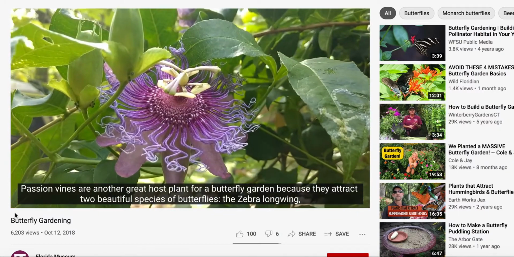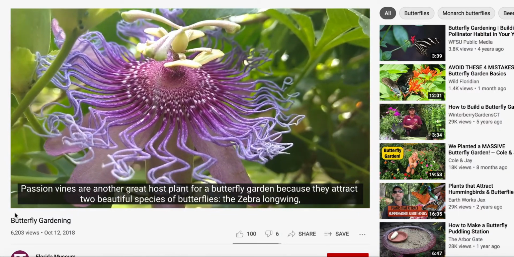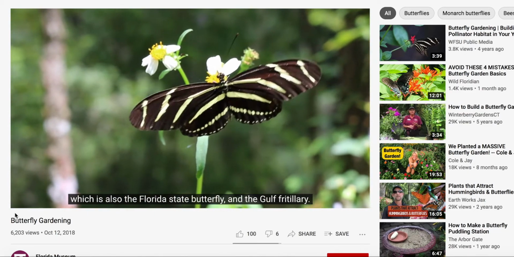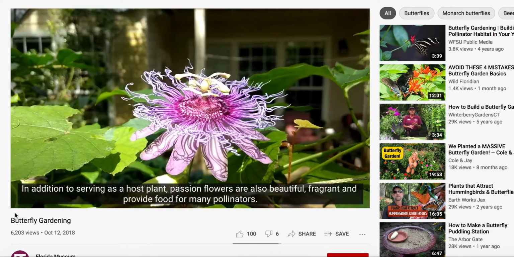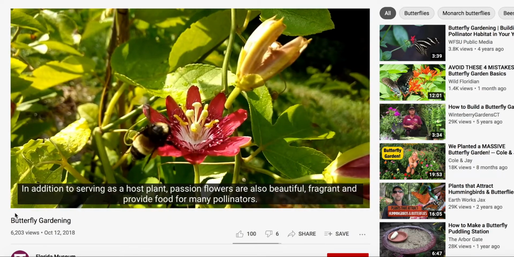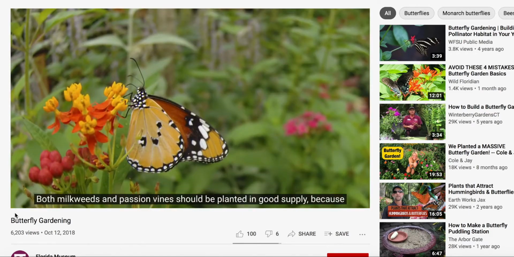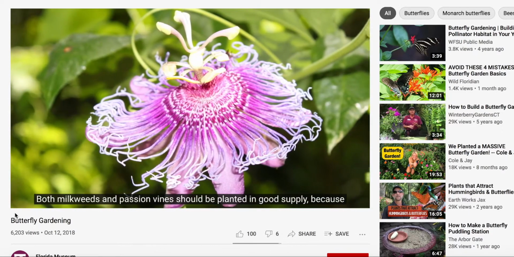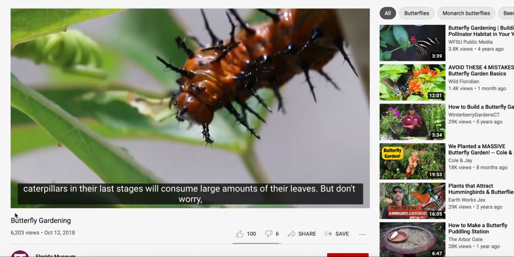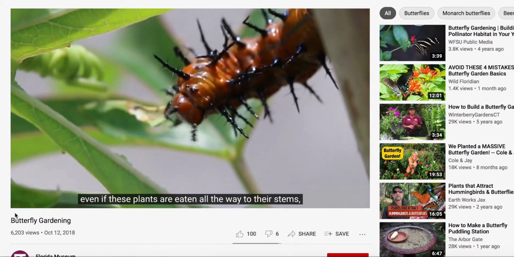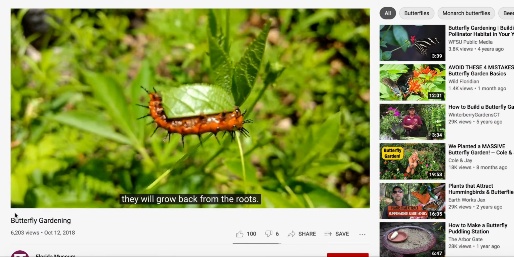Passion vines are another great host plant for a butterfly garden because they attract two beautiful species of butterflies, the zebra longwing, which is also the Florida state butterfly, and the Gulf fritillary. In addition to serving as a host plant, passion flowers are also beautiful, fragrant, and provide food for many pollinators. Both milkweeds and passion vines should be planted in good supply because caterpillars in their last stages will consume large amounts of their leaves. But don't worry, even if these plants are eaten all the way to their stems, they will grow back from the roots.